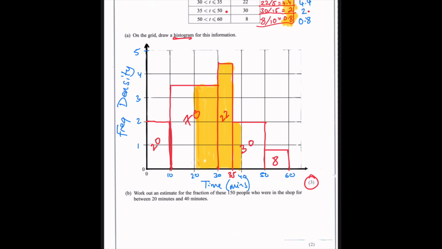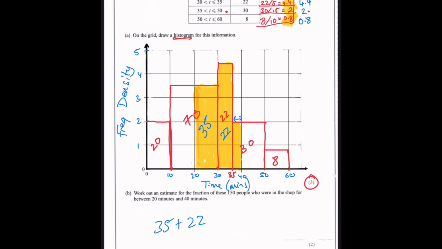Okay. So I know we have half of this section. So 35 is half of 70. That's not a problem. We have all of this section. So that's all 22 of these people are between 20 and 40 minutes. So plus 22. Then I need to figure out what proportion of this bit stay between 20 and 40 minutes.